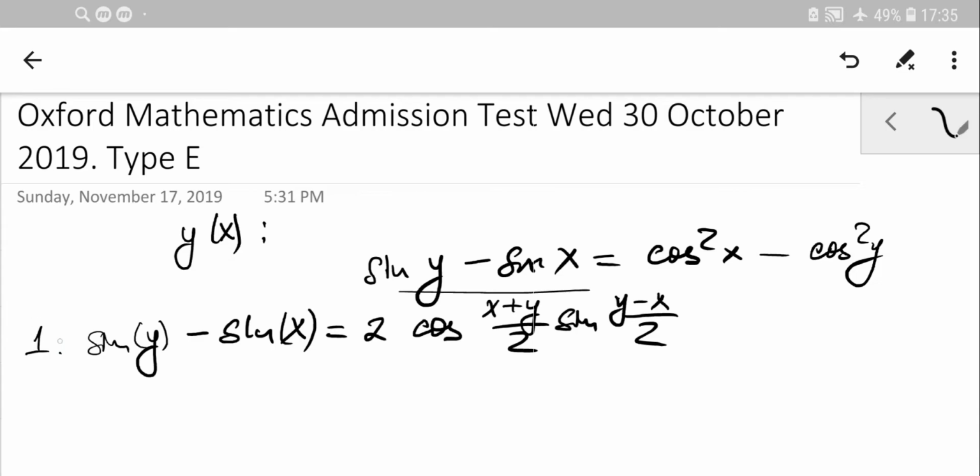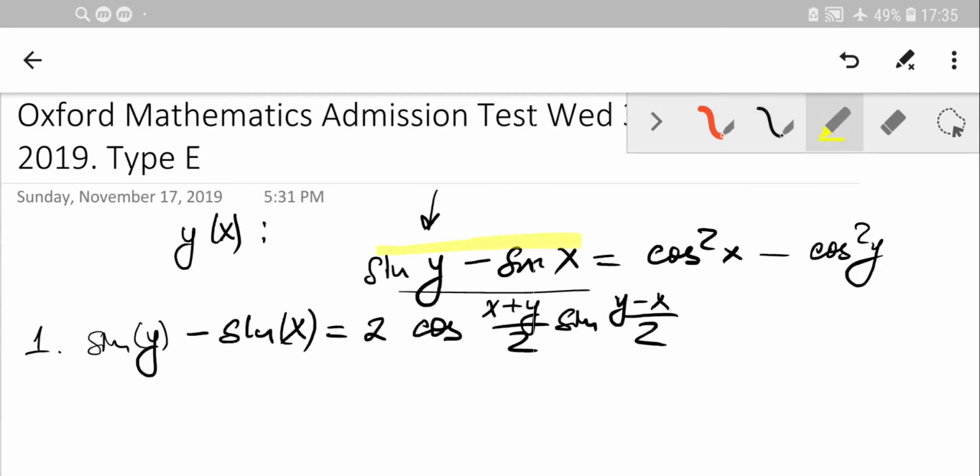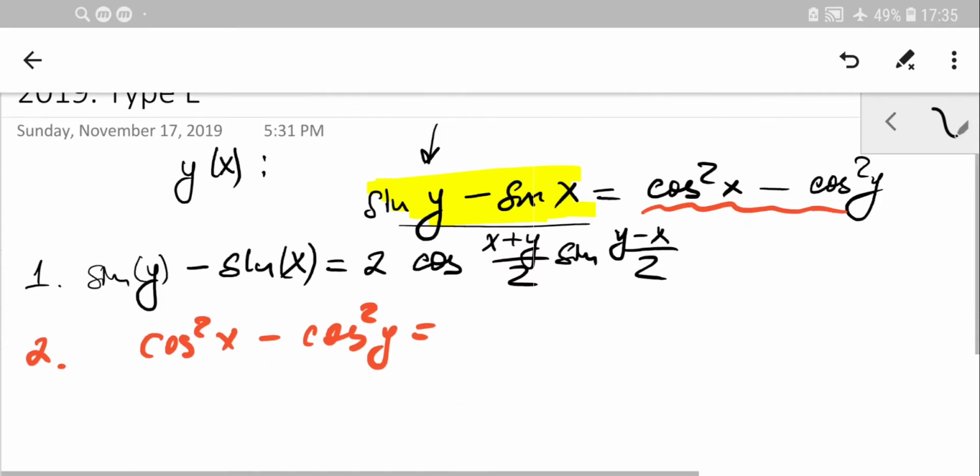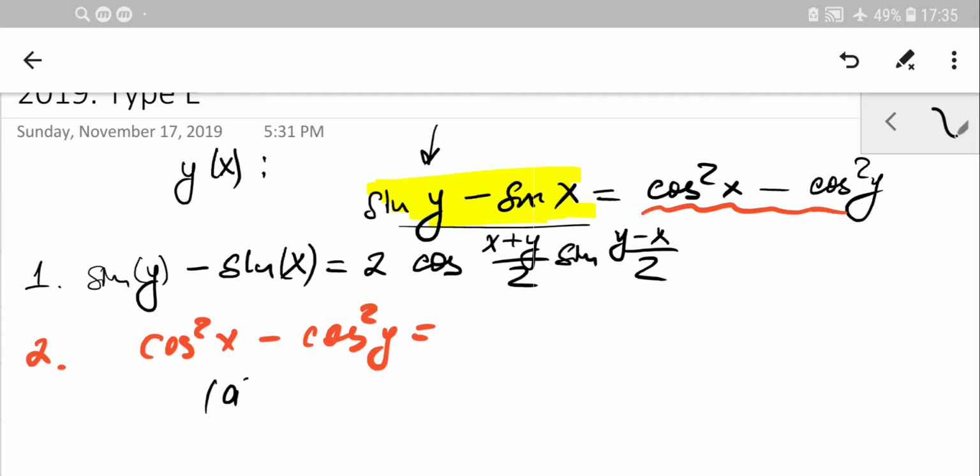Okay, that's first. I just work by parts. First I work with that one, and then I work with the right side. So that's the left hand side of the equation highlighted. Next step, number 2, let's work with cos squared x minus cos squared y. Of course, there is no formula for cos squared x and cos squared y, but if you remember the general formula for a difference of two squares, you'll get the following form as the factors.